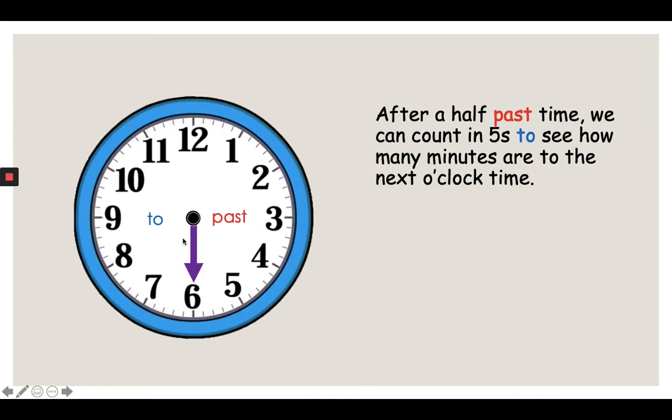Okay. This is where it gets a little bit tricky. When this minute hand has passed the 6 and it gets into this green section of the clock, the second half, we say 'to'. So it's minutes to the next hour. How many minutes are to the next hour? So let's have a go.